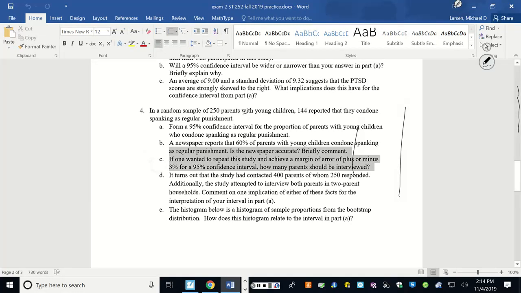This one, right? If we wanted to repeat the study and achieve a margin of error plus or minus 3% for a 95% confidence interval, how many should we use? Only the standard deviation.